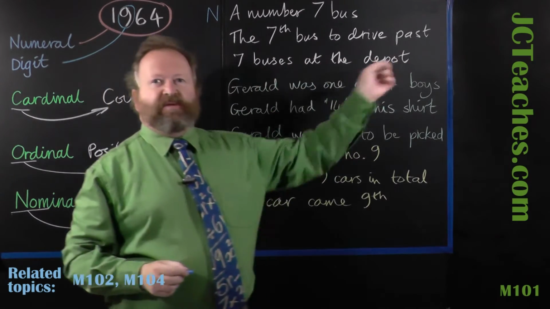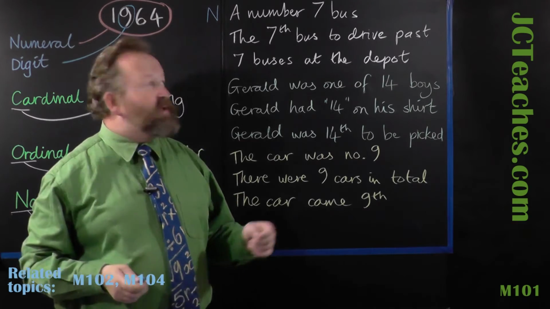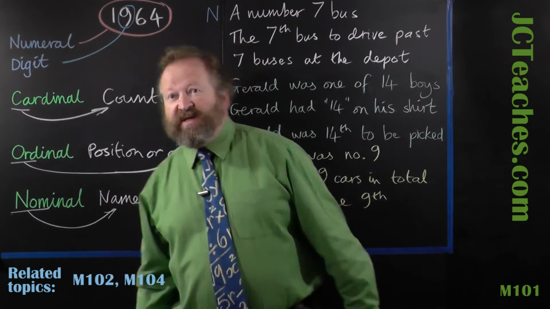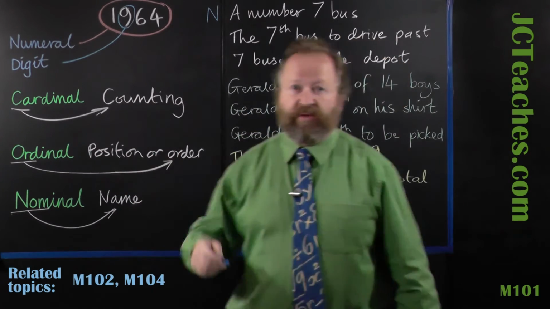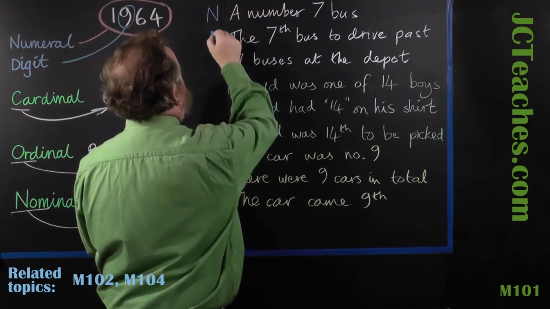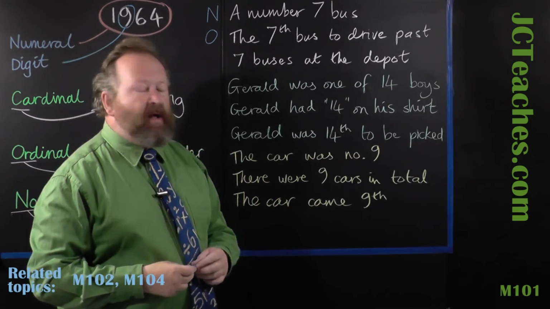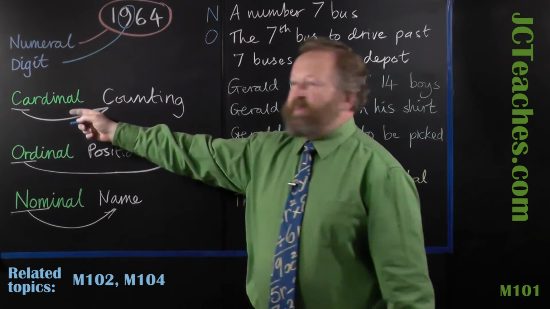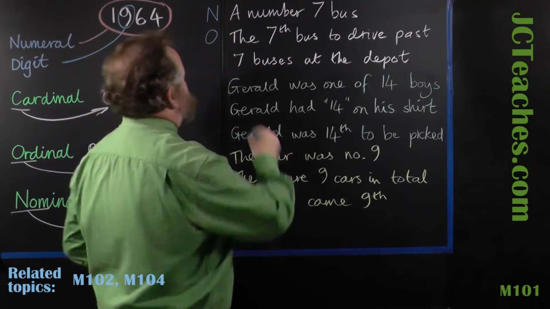The 7th bus to drive past. Probably all in a group, having not been any for an hour and a half. The point is, somebody's taken the trouble to work out it is the 7th bus. It's in order, so that therefore is an ordinal number. So we have an O for that one. 7 buses at the depot. If we think about that one, somebody's counted the buses. Therefore, it's a cardinal number because it tells us how many of something there are. So that can have a C.